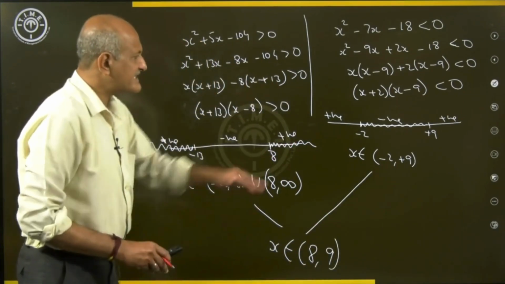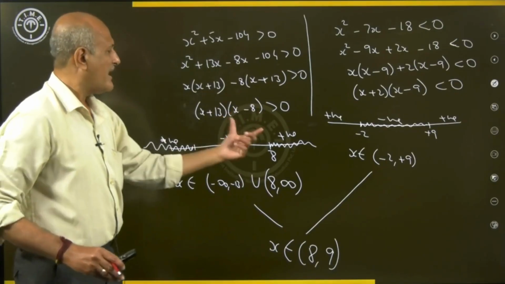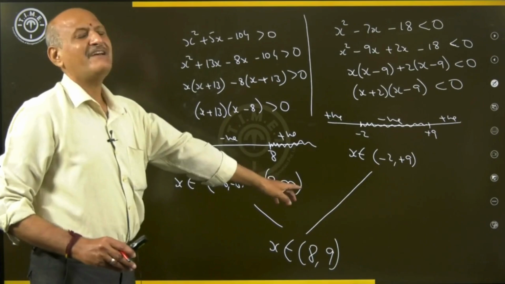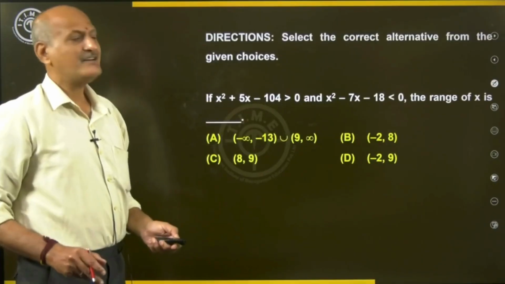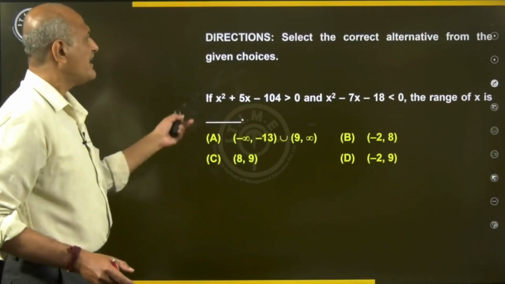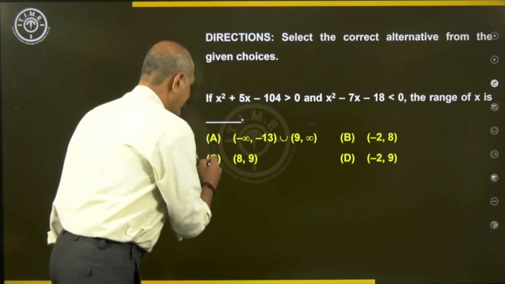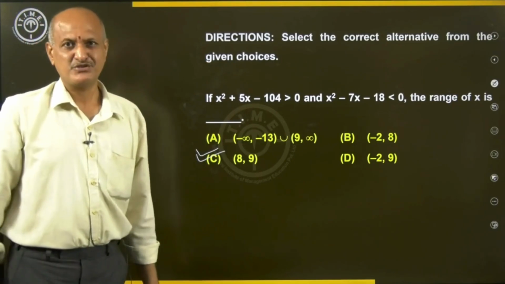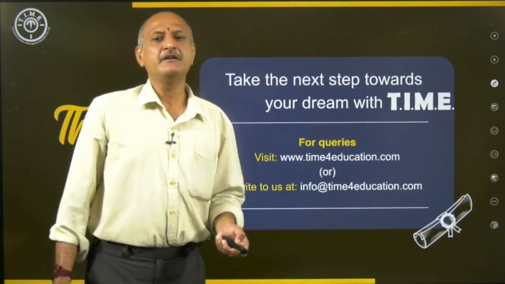In the intersection of these, the values common to both of them are the numbers between 8 and 9. Those are the only values of x which satisfy both the conditions, and that is the answer to this question. So the range of values of x which satisfies this is 8 to 9, that is there in option C. That is the answer to this question. That's it for this particular session. Thank you very much.